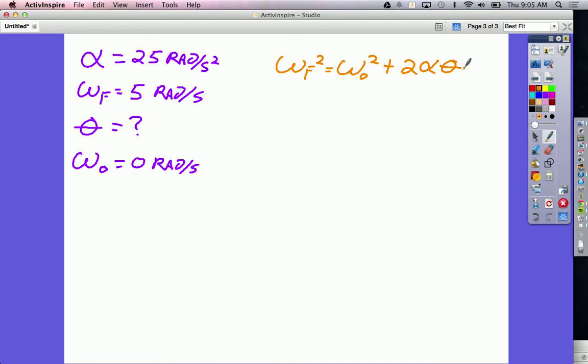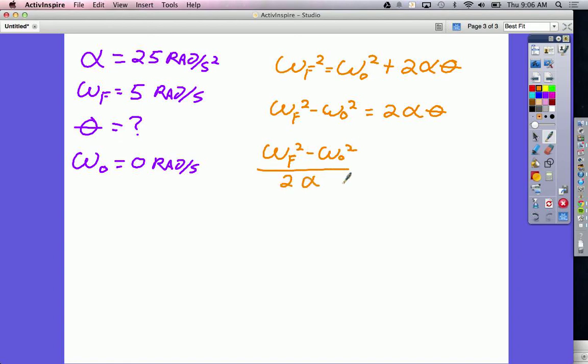Now we're just going to rearrange that equation for theta. So I'm going to subtract my omega naught squared to the other side. So omega f squared minus omega naught squared, and that's going to equal my 2 alpha theta. So now I can divide my 2 alpha to the other side, and I get omega f squared minus omega naught squared divided by 2 alpha equals theta. Now we can plug in our numbers and get our answer.